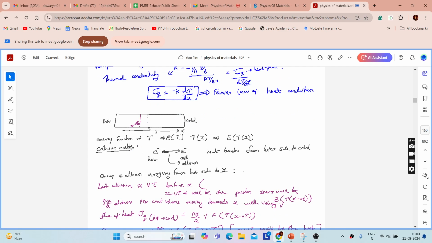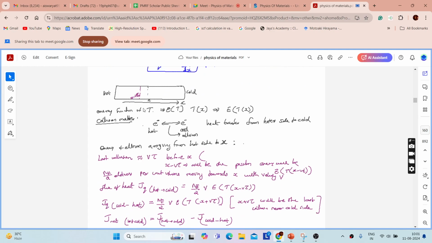Now let us take a sample. One end is hot, the other end is cold. We are considering this as the x direction, and we are considering a point here, x. Normally the heat energy which is transferred is a function of temperature. So energy is a function of temperature, and temperature is a function of x. So we can write it as E of T of x. Now what normally happens is, when an electron moves from the hot end, there will be a collision, right? So if at the hot end there is an electron, and at the cold end another electron, they will collide, then heat energy will transfer to the cold electrons, right?